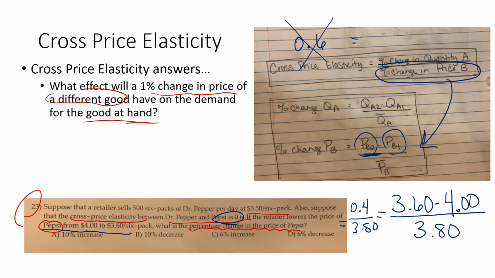And that's going to equal negative 0.105. So we get a decimal number. You just multiply that by 100 to get the percent. So that's going to be about 10.5%, but remember the negative. So it's going to be a decrease because it's a negative. So the answer here is a 10% decrease.